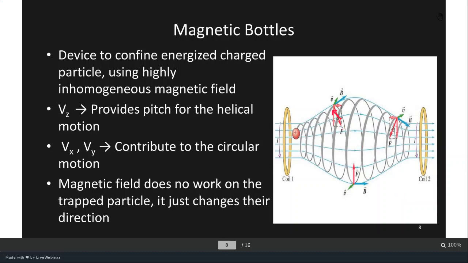So here the Vz will provide the pitch for the helical motion, and the Vx and Vy, the other components of velocity, will contribute to the circular motion as in a converging magnetic field.